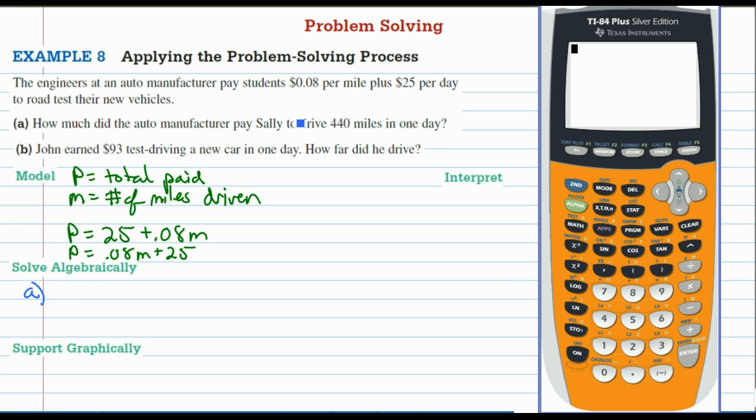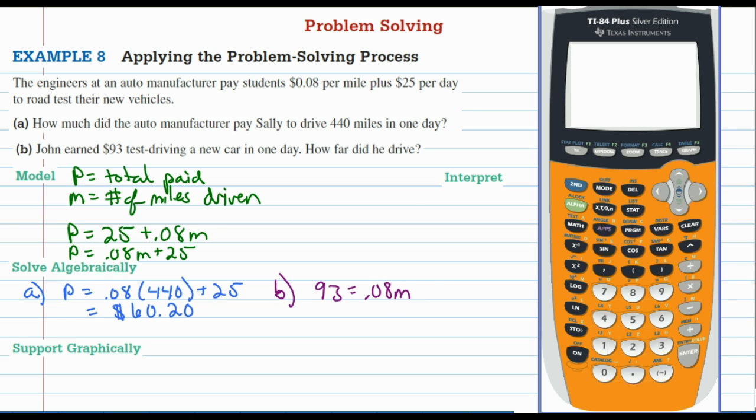How much did the auto manufacturer pay Sally? We're going to be finding P when she drove 440 miles in one day. So P equals 0.08 times 440 plus her $25, which means she got paid a total of $60.20.